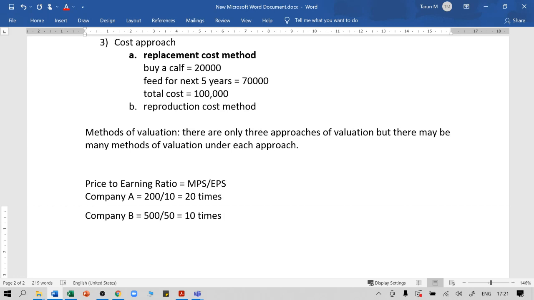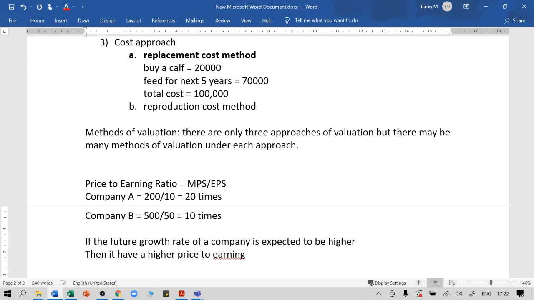Now question arises, why is it so that one company has comparatively higher price to earning ratio while the other company has comparatively lower price to earning ratio, while both companies belong to same industry? And the reason behind it is growth rate. So if the future growth rate of a company is expected to be higher, then it will have higher price to earnings ratio. What does it mean?